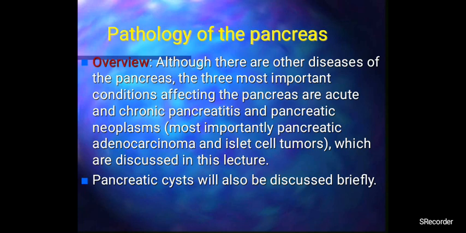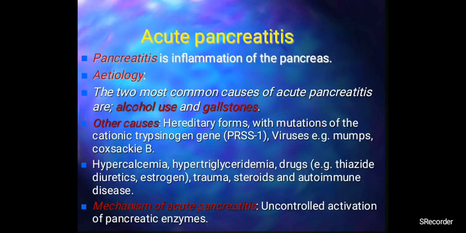So in our overview here, there are mainly three important conditions affecting the pancreas, and these are acute and chronic pancreatitis and pancreatic neoplasms. Those are the tumors that can affect the pancreas. In today's video, we shall be looking at mainly acute pancreatitis.